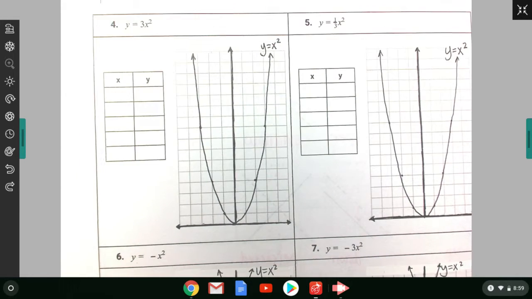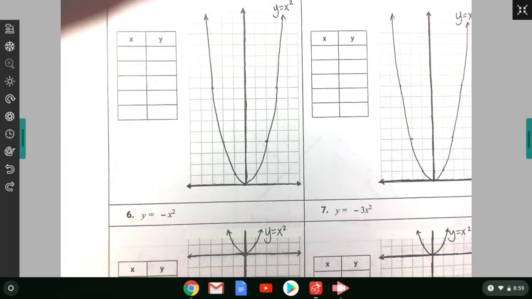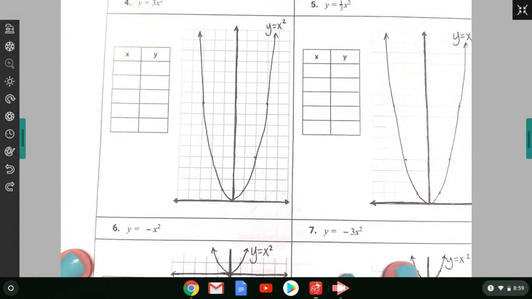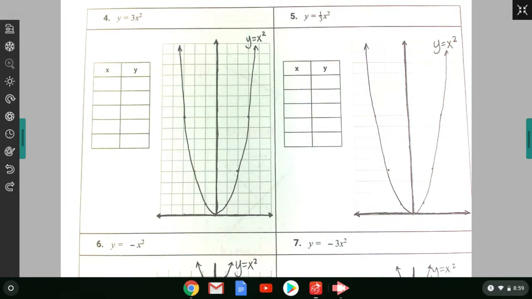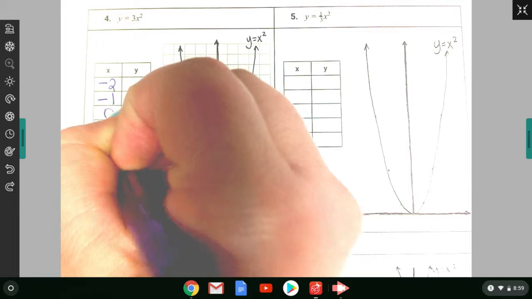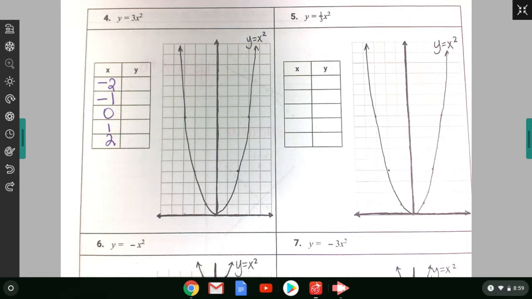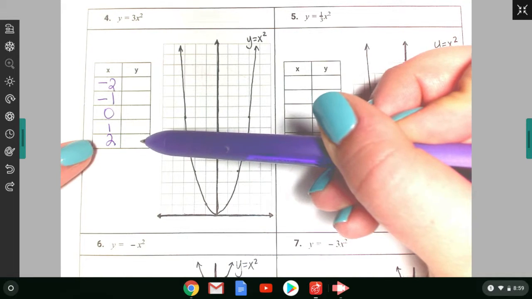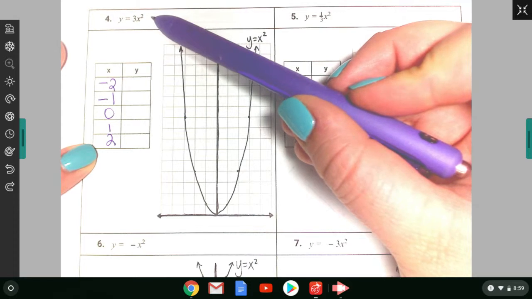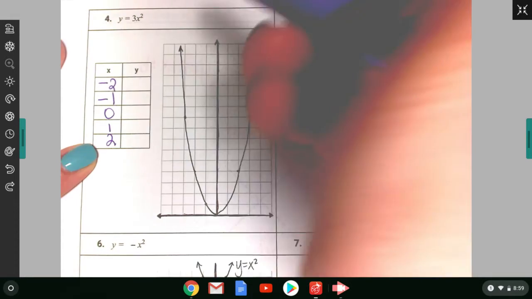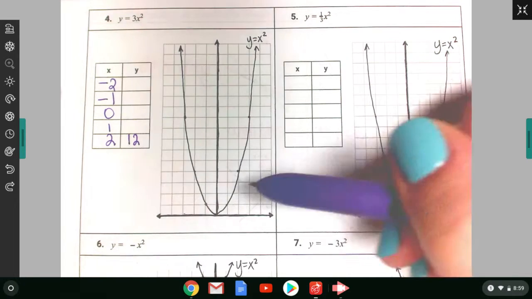So looking at the first one, y equals 3x squared. Messing with my light the whole video, I apologize. Y equals 3x squared. So let's use some points to plug in. Again, let's do the same ones we had before: -2, -1, 0, 1, 2. It's nice to have some to the left, some to the right. And then each time we're just going to plug numbers in. I like to start with the positives. So plugging in 2, I'd have 3 times 2 squared. That's 3 times 4, so that's 12. So 2, 12.